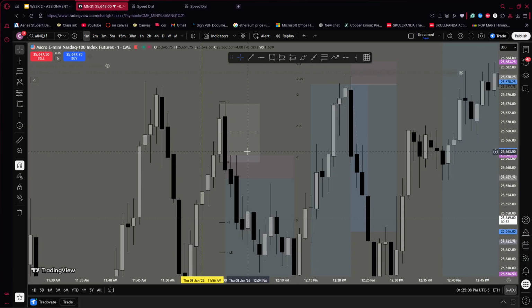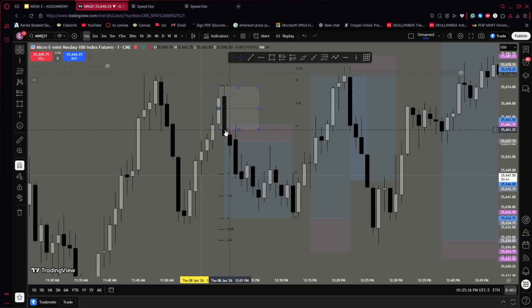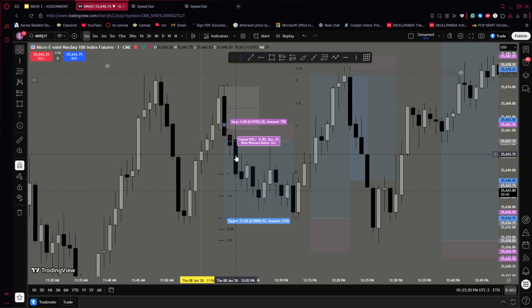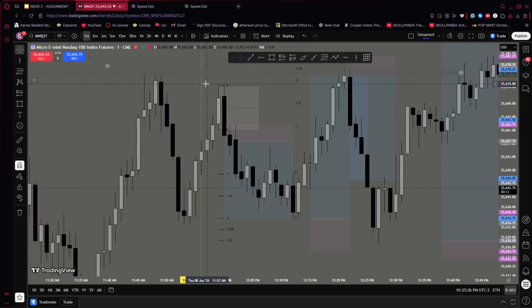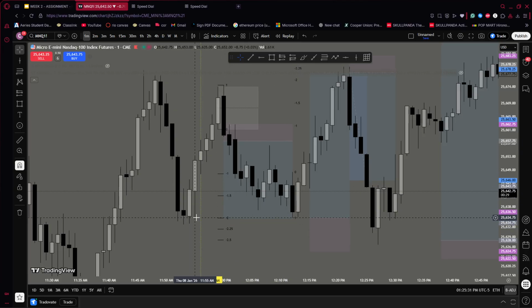So I saw rejection off of this and I entered short, stop here, and then once we were down here, this gave me confirmation that okay, we are heading down and this isn't just a pullback to go back up. So I marked the standard deviation and I saw the -2 right here aligning with this low.